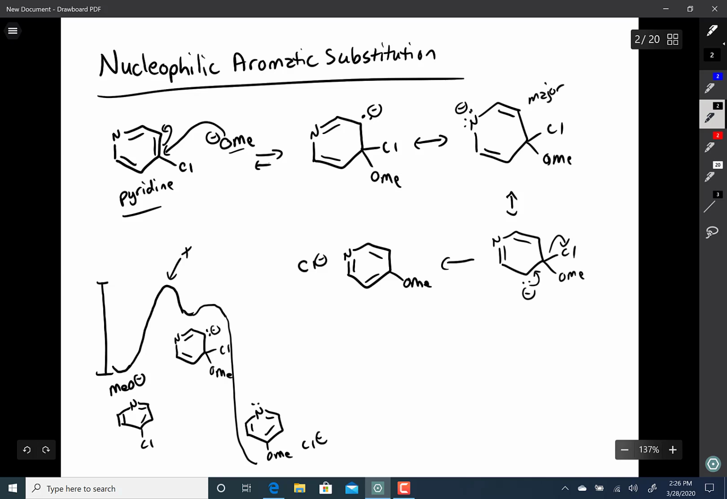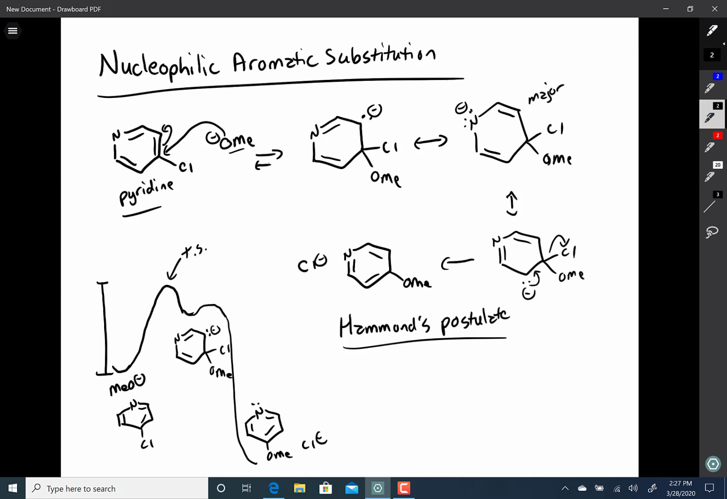This transition state is very difficult to model. And so we turn to something called Hammond's postulate. And Hammond's postulate states that late transition states are more product-like and early transition states are more starting material-like.